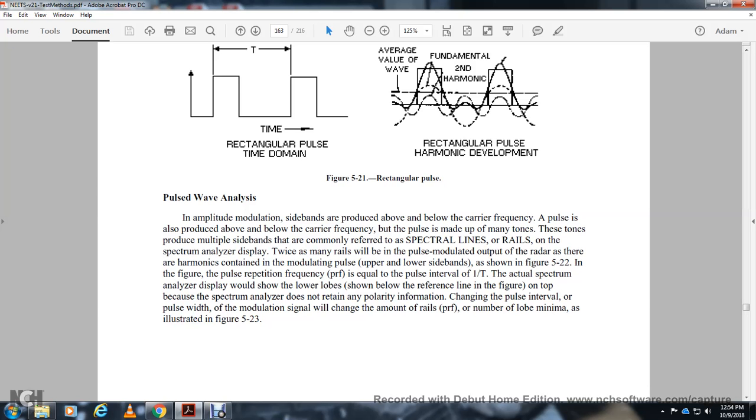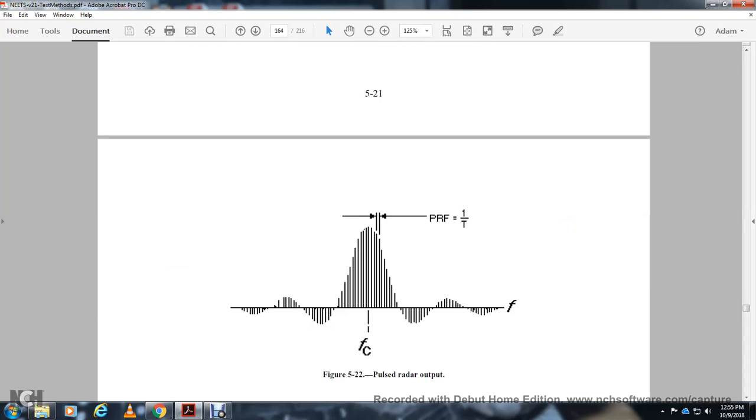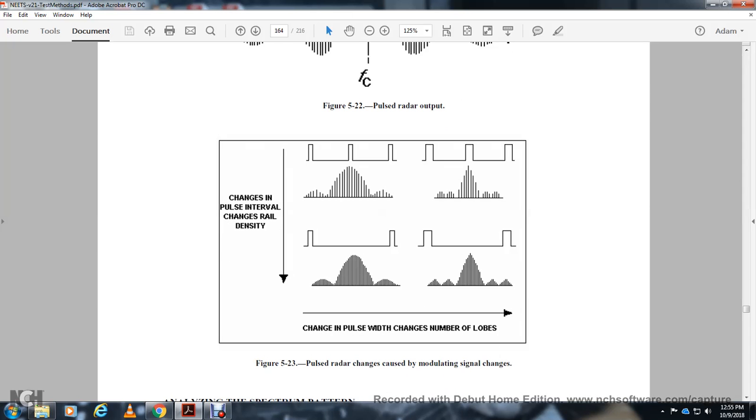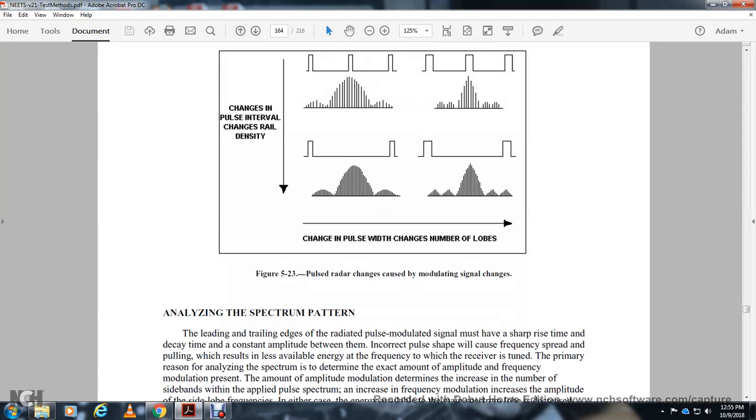The pulse repetition frequency is equal to 1 over the pulse interval. The actual spectrum analyzer display should show a lower lobe and the reference line lobe shown in the figure, because the spectrum analyzer does not retain the polarity information. A change of the pulse interval over the pulse width of the modulation signal will change the amount of rails, or pulse repetition frequency, and the number of lobe minimums, as illustrated in figure 523. Figure 522 shows the pulse radar output and figure 523 shows the pulse chain: changing the interval changes the rail density, changing the pulse width changes the number of lobes.